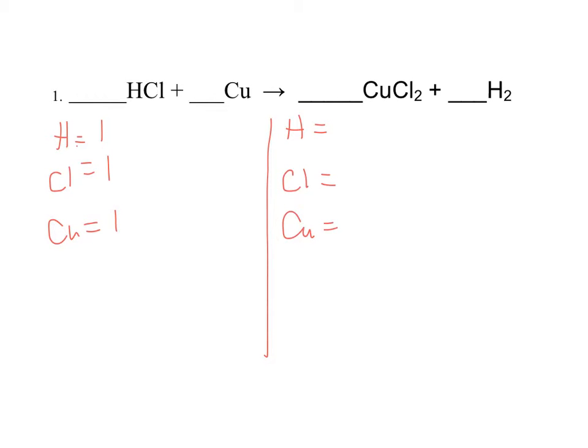So I have 2 H, 2 Cl, and 1 Cu. So let's balance it out. I will always leave hydrogen and oxygen to the end. So my Cu are already balanced. And I just now need to balance the Cl. So I have 2 over here. I'm going to need to change this to a 2.